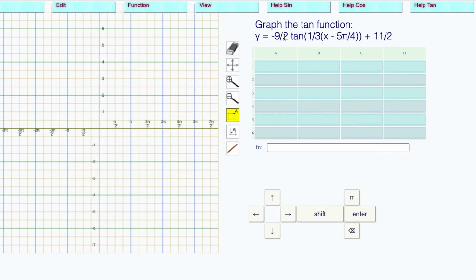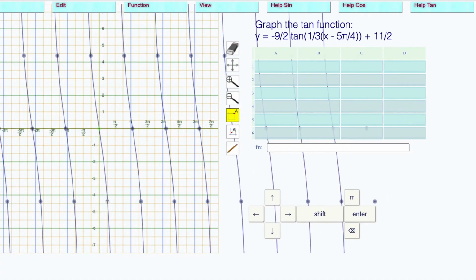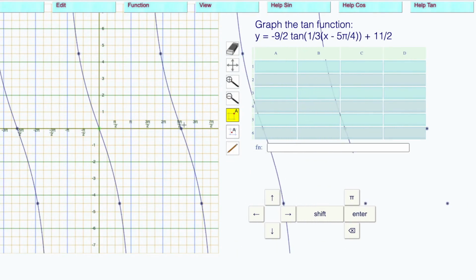Y is equal to -9 over 2, that's -4.5, so drag this down to -4.5. Then B is 1/3. Take the reciprocal, that's 3, multiply it by the pi. This point, which goes through the pi, times 3 is 3 pi. This is going to get stretched to 3 pi.